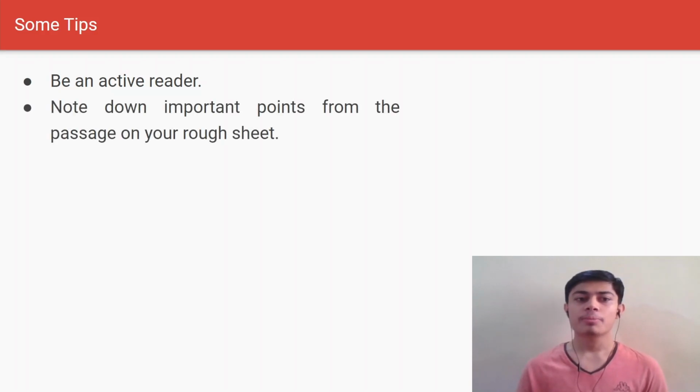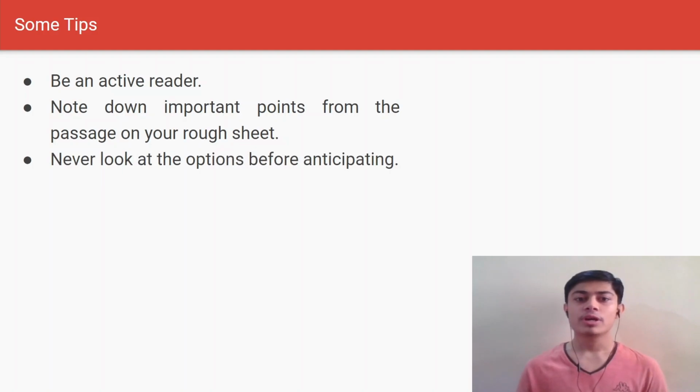Next is note down important points from the passage on your rough sheet. If you are reading a RC passage and you think that something is important, feel free to note it down. You can write the line number or the paragraph number so that you can later get back to it without having to read the entire paragraph again.